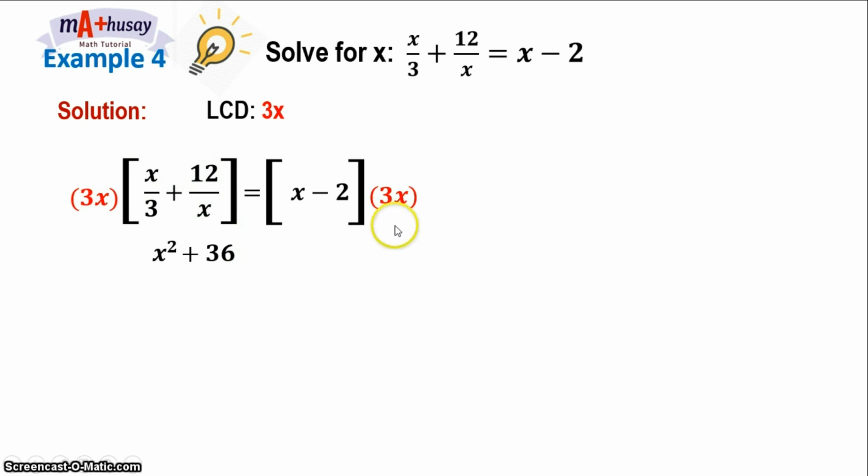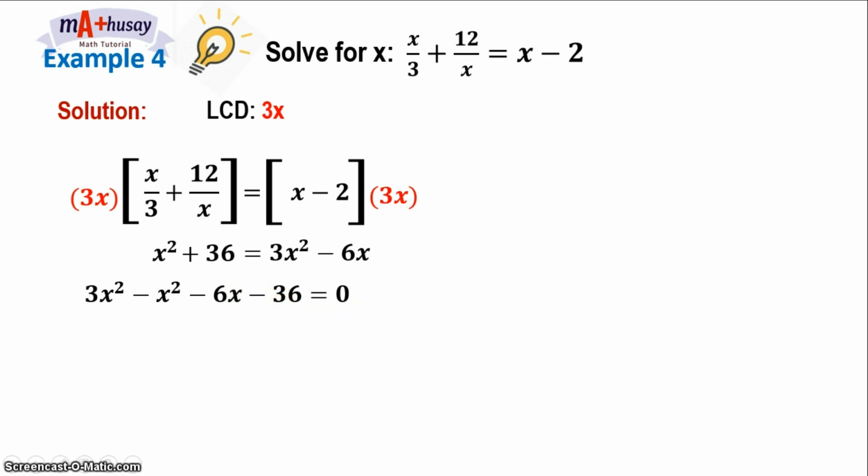So, sa right side of the equation naman, 3x times x is 3x squared. 3x times negative 2 is negative 6x. Mas simple nang tignan ng ating rational equation kasi naging quadratic equation na. So, combining like terms, we have 3x squared minus x squared minus 6x minus 36 equals 0.